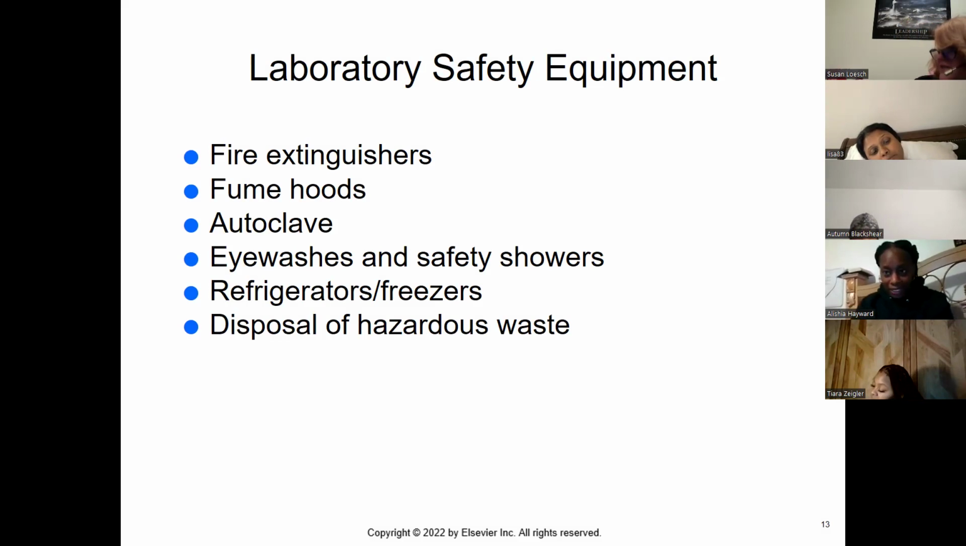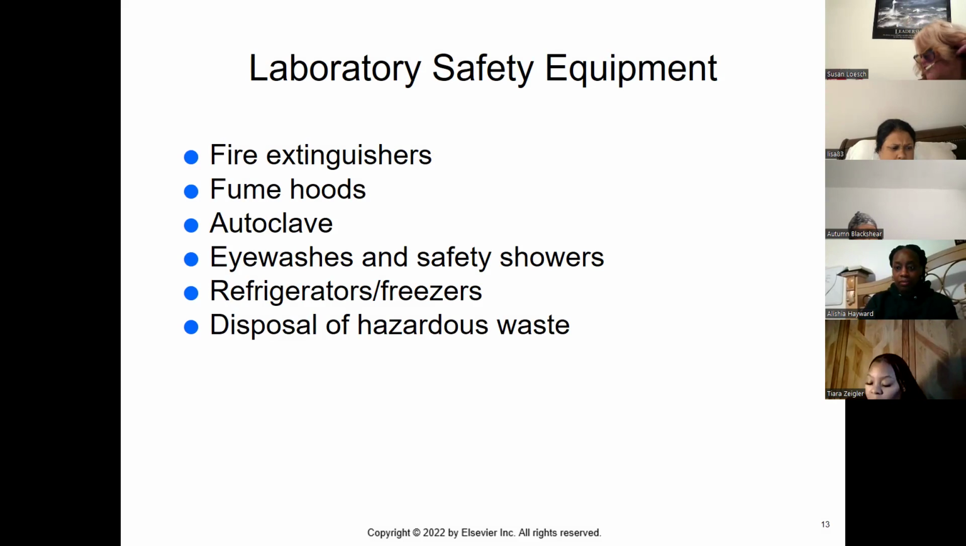Other safety equipment is the autoclave, and usually this is set to sterilize equipment by using steam. Eye wash and safety showers are there in case you're exposed. You want to get rid of the clothes. You're probably going to have a change of clothes wherever you're working if you're working in this environment.